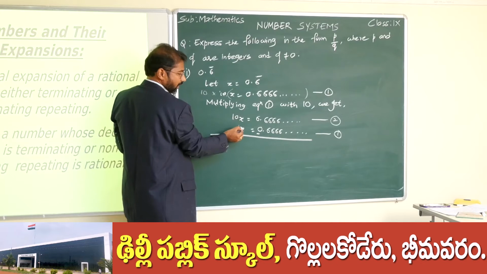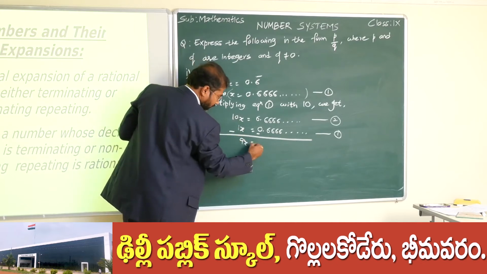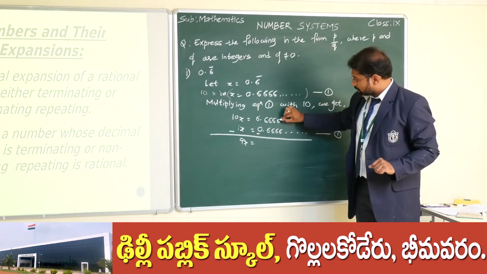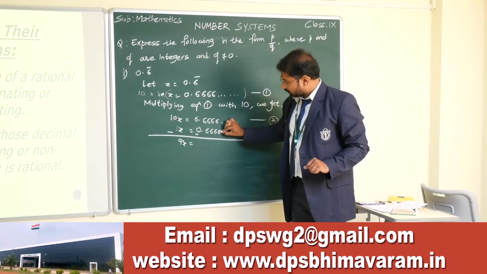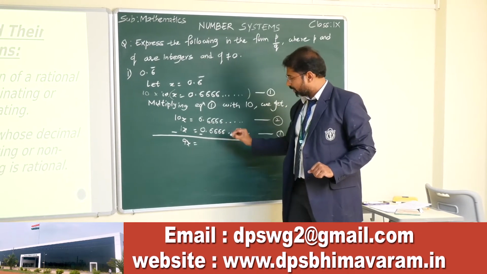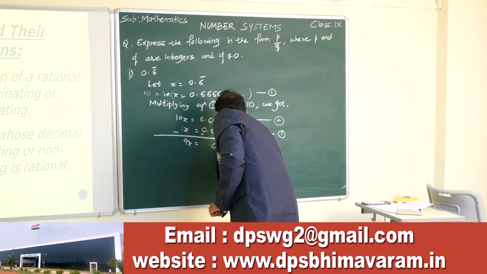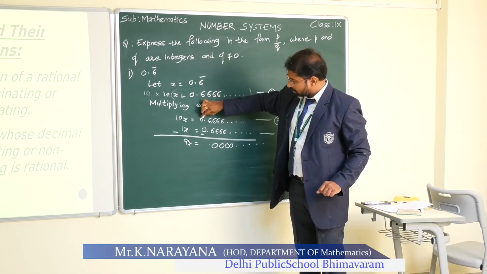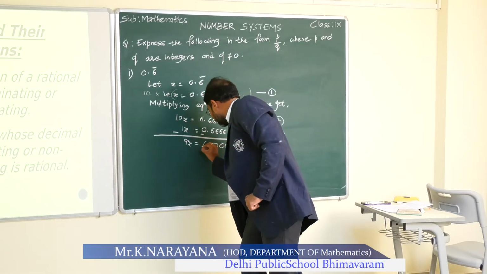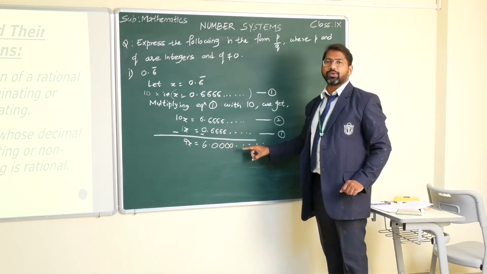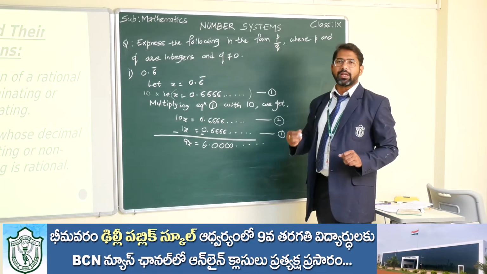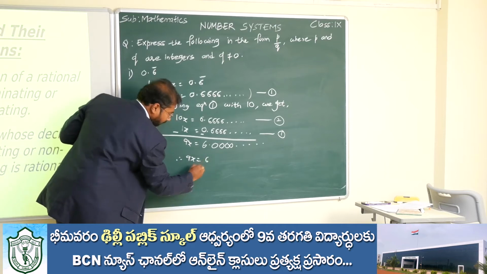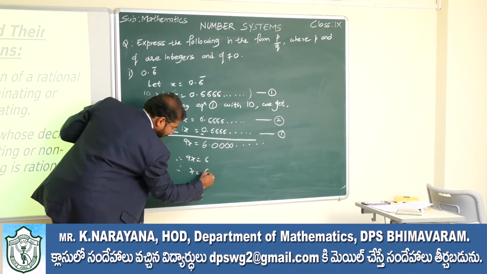So 10x minus x is equal to 9x, and which is equal to, start from here. 6 minus 6 is 0. 6 minus 6 is 0. So you will get in the decimal part 0, 0, 0, 0... And here in the whole part 6 minus 0 is 6. 6.00... is nothing but 6. Therefore 9x is equal to 6. Therefore x is equal to 6 by 9.